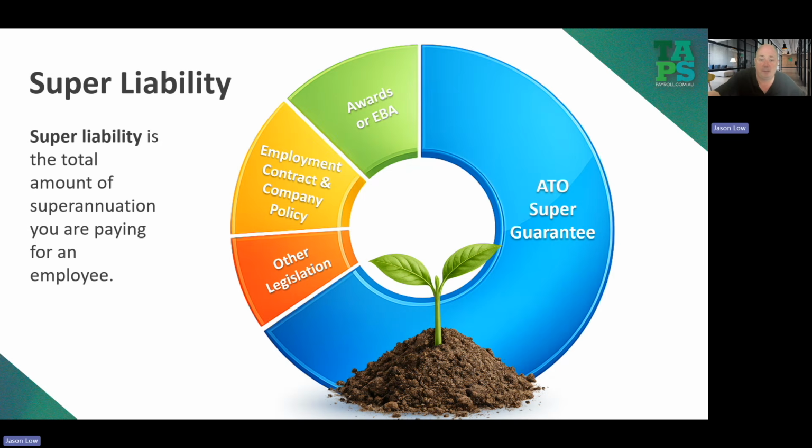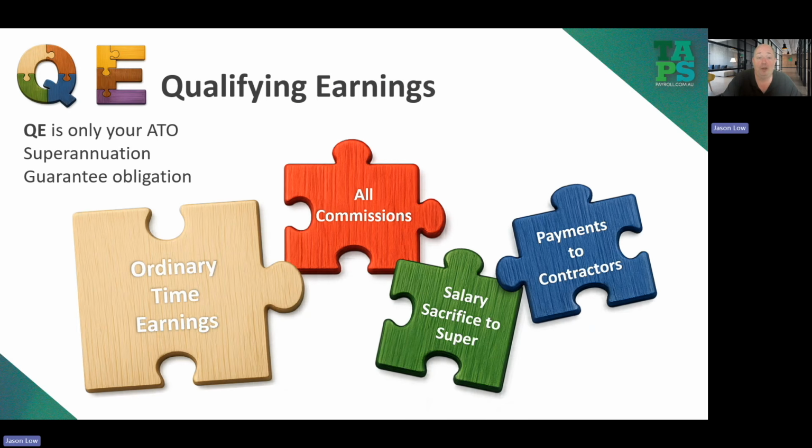Let's compare this field to the new field that we've got to report, QE, or qualifying earnings. Qualifying earnings is just your ATO super obligation. So you need to go to the ATO website and say, right, under the ATO rules, what does the ATO say I need to pay super on? And that's what you need to include in QE. So it's made up primarily of four things.